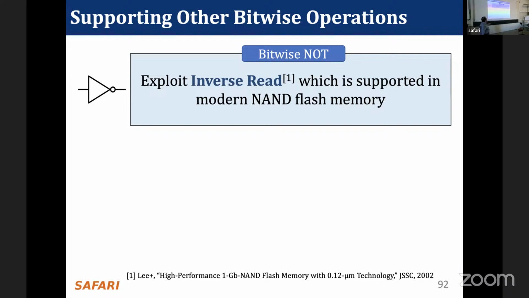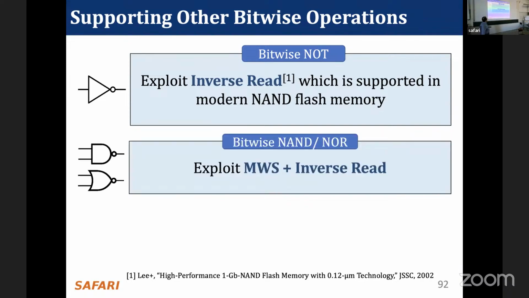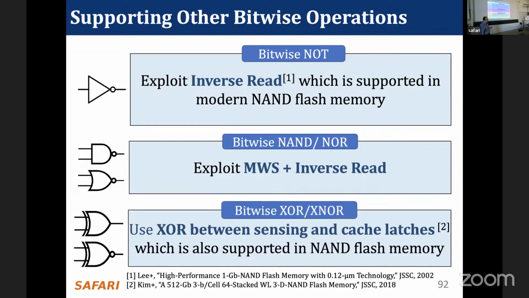Yeah, so inverse read is supported in modern NAND flash memory. And because of that, we can easily implement bitwise NAND and NOR as well, exploiting multi-word line sensing plus inverse read. And XOR and XNOR are possible because we already have XOR between sensing and caches. This is also supported in flash memories. There are patents and some papers that you can see here. So basically, with a combination of all these things, we can do a lot of computation inside the flash.